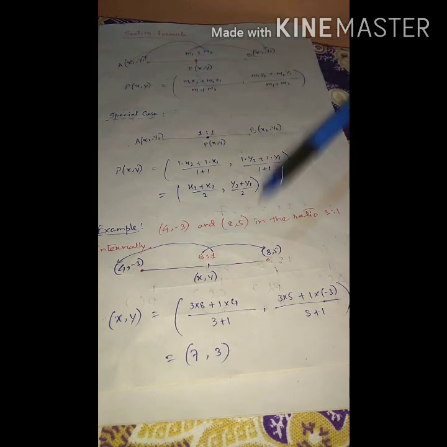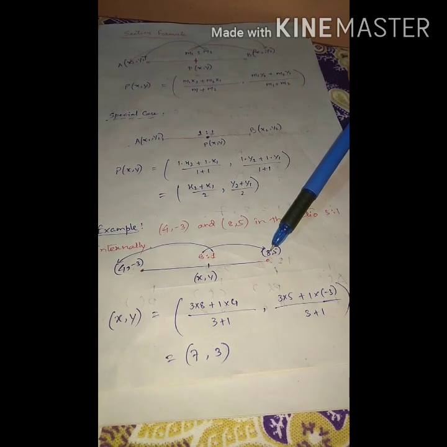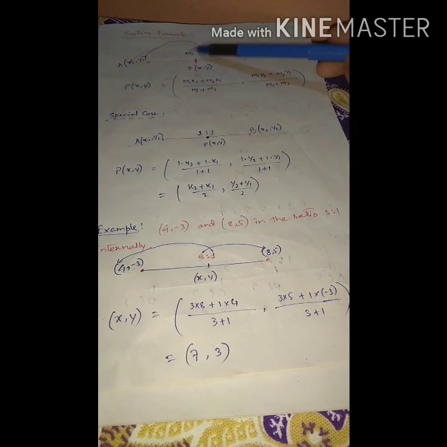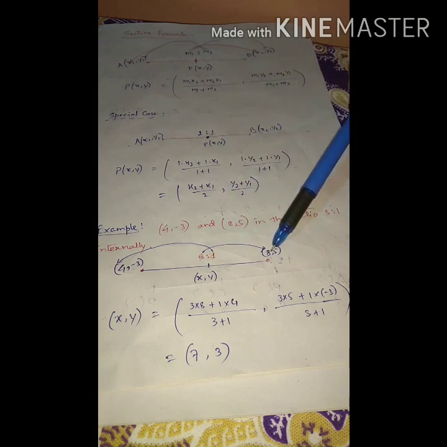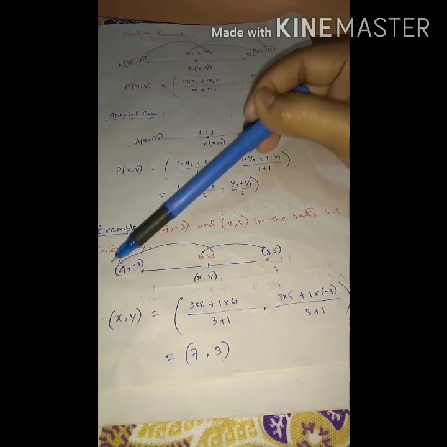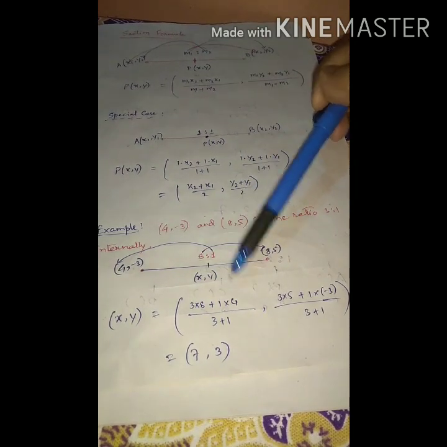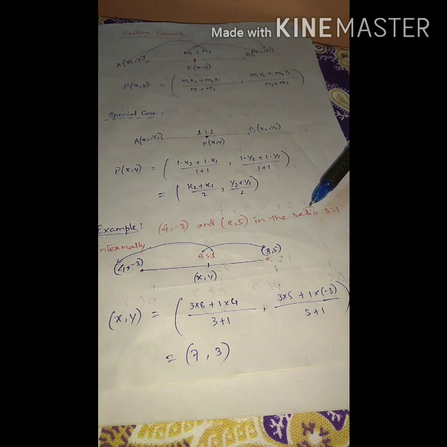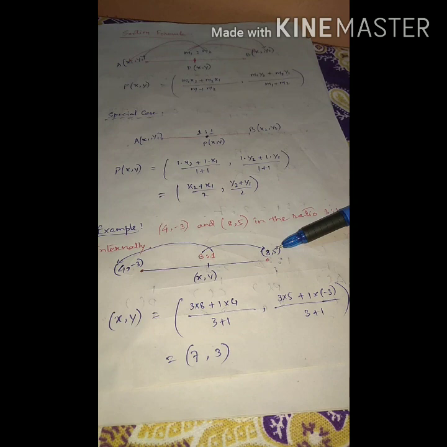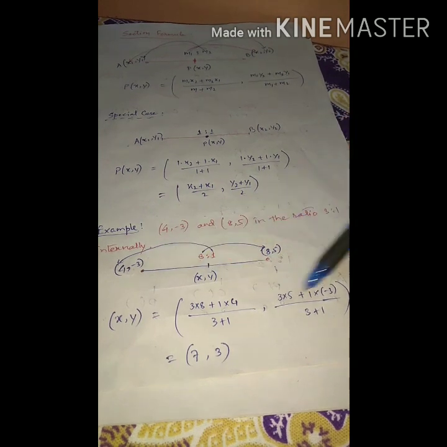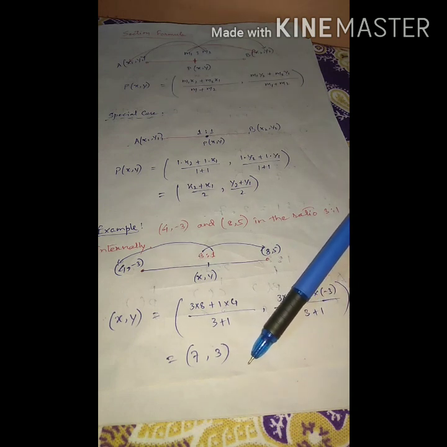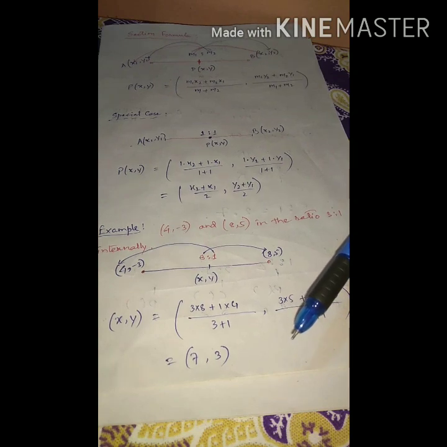Applying the technique here, you see 3 we have to multiply with 8. According to this, m1 into x2, so that means 3 into 8 plus 1 into 4. So that's why 3 into 8, 1 into 4, and the ratio is 3:1. So that's why we write 3 plus 1. Is it clear? And the next one is what we have to write: 3 into 5, 1 into minus 3, 3 plus 1. So if you calculate these two, then the result you get here is (7, 3). Is it clear? I think no problem here.